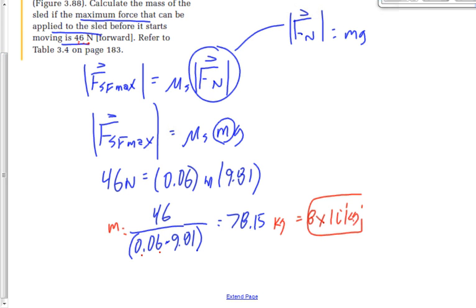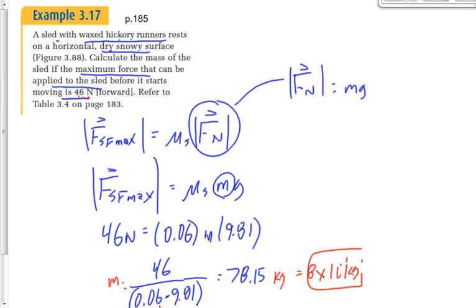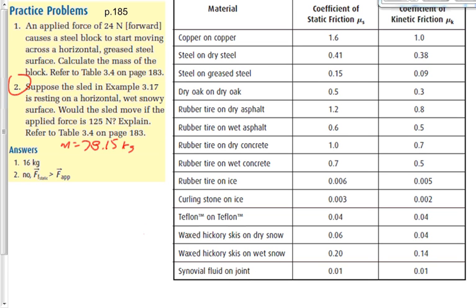Okay, so we got the mass of this sled, 78.15 kilograms. We want to know if it moves if I apply a force of 125 newtons on it. Well, we know what the coefficient of friction is because it was waxed hickory and dry snow, I think, wasn't it? Waxed hickory and dry snow. Let's get the maximum possible force of static friction. In the example that I keep giving you in class, let's get that 20 Newton value, how hard you have to push before it begins to move.